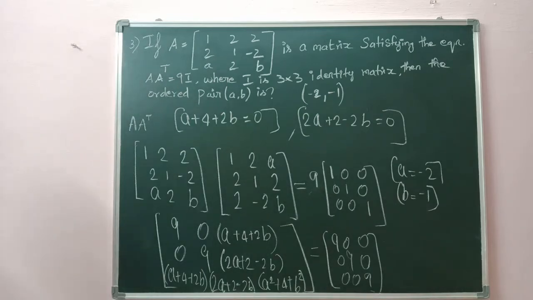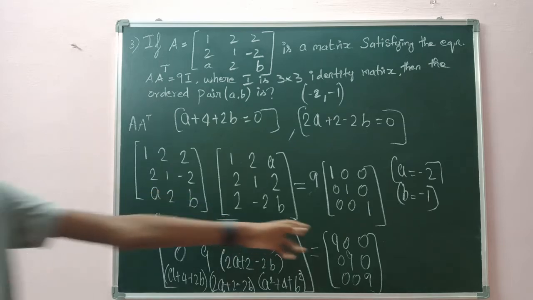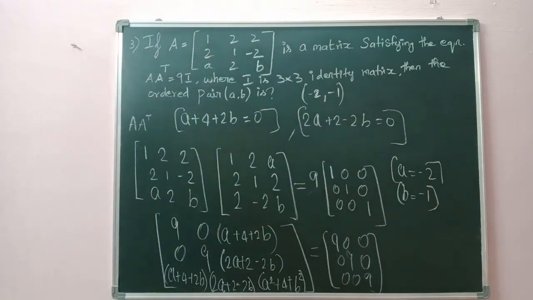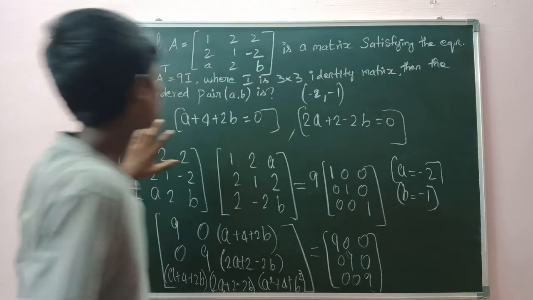I think I did everything correct, guys. The multiplication is correct, okay? Even if there is a mistake, I don't think there's one. Yeah, it's correct, guys. So your A is minus 2 and B is minus 1. That's the ordered pair. Once again I will check.